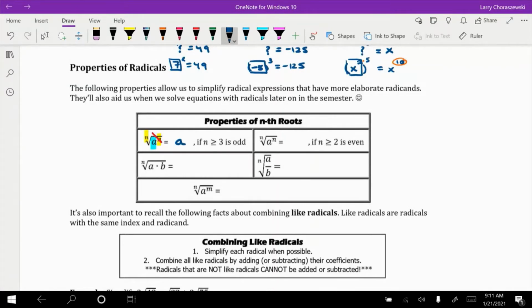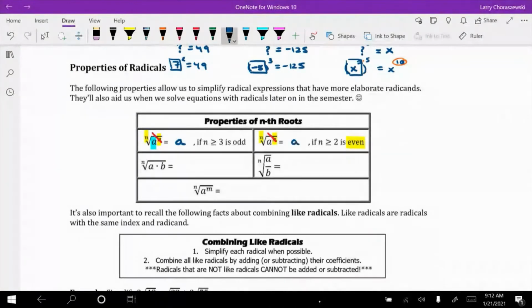Now, this is a situation when the index is odd with a minimum value of 3. So radicals that have an index of 3, 5, 7, 9, and so on and so forth, because there's a slightly modified result if the index is even. So here we have the same expression, nth root of a to the n, but in this box, we want to consider the index being even. If you have the index of 2 and a power of 2 on the inside, things will still cancel.